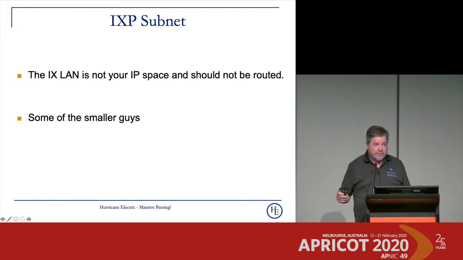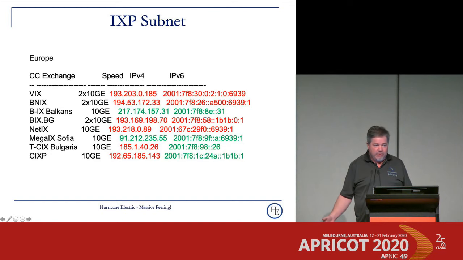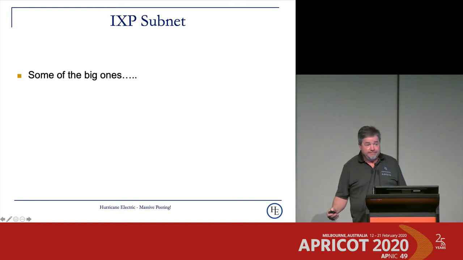So let's take a look at some of the smaller guys in Europe. Red means they're advertising, or somebody on that LAN is advertising. Green means it's passing, and there's no advertisement of the block. So, some of the big guys in Europe.